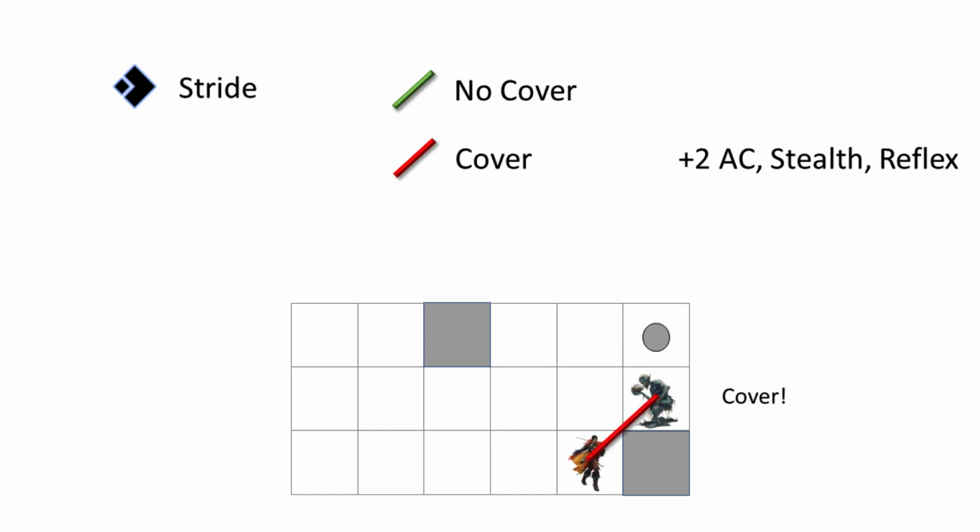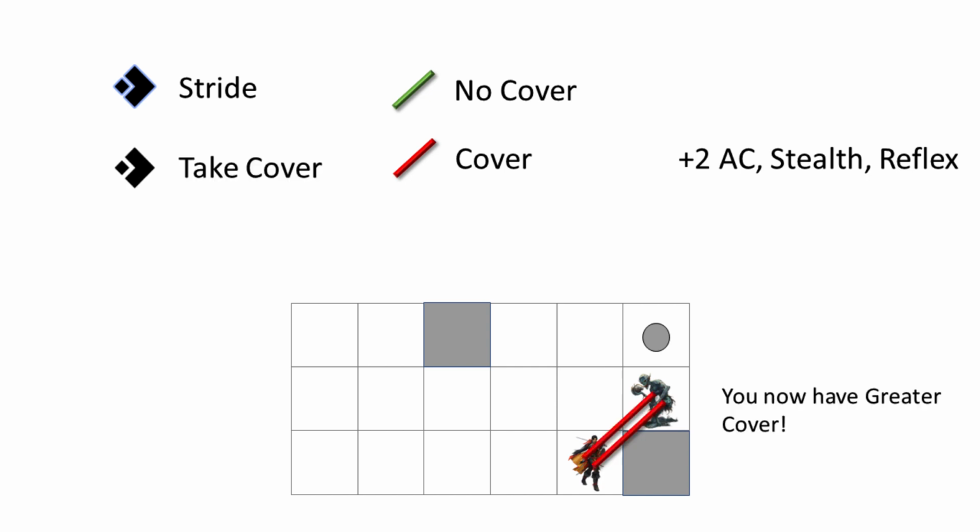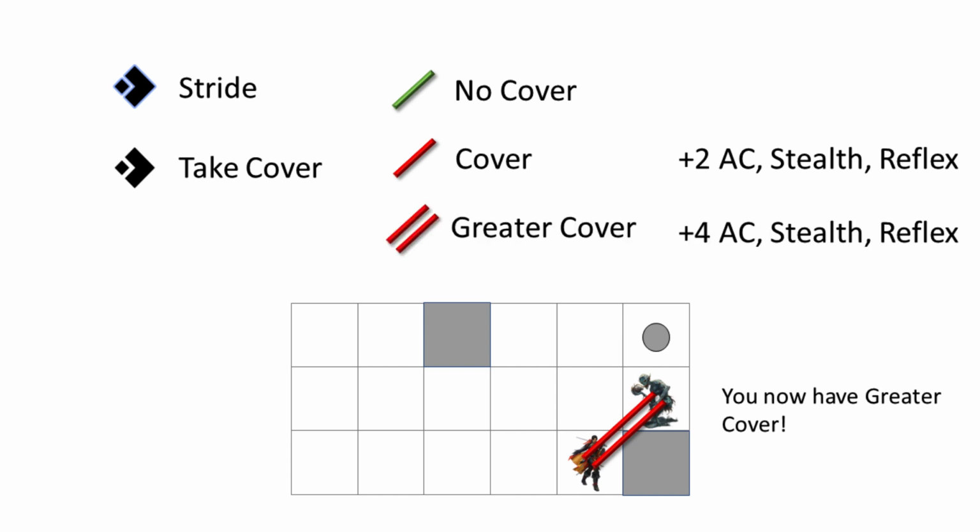Here you have natural cover without using any action. What would happen if you used the action take cover while in natural cover? You now have greater cover. Greater cover gives you a +4 to AC, stealth, and reflex. Very useful. Now let's reset back to the beginning.